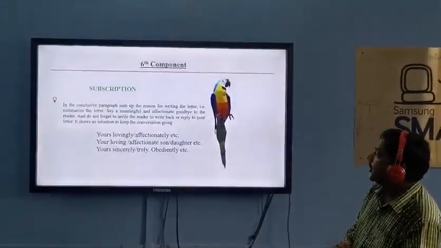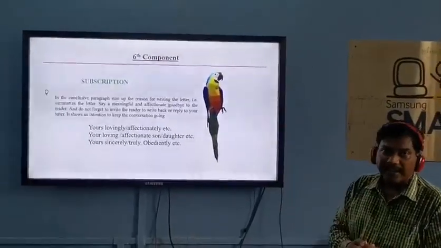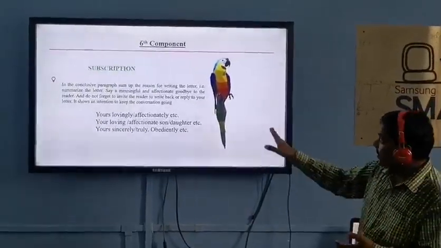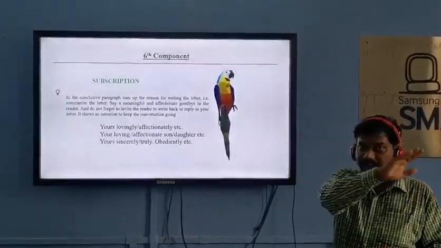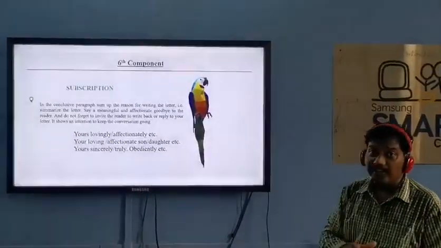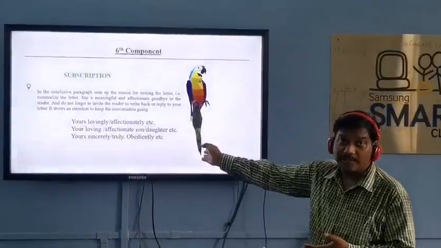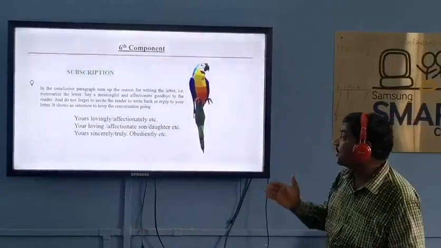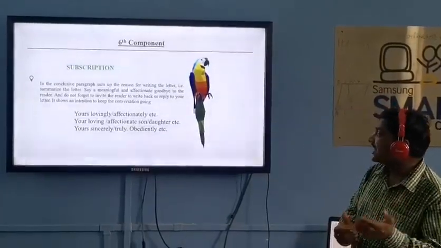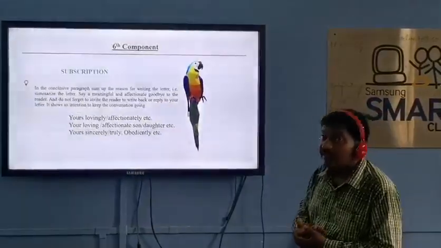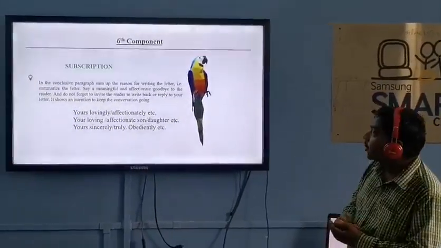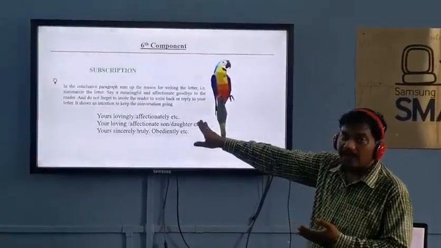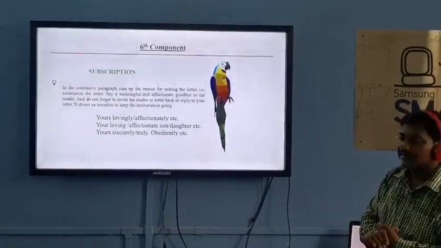Now come to the sixth component. In the sixth component, we have to write the subscription. And here students generally commit mistakes. So you should be very particular to write the subscription of an informal letter. Here you see, yours lovingly or yours affectionately. This is the correct one. Or you can also write your loving or affectionate son or daughter, etc. Or yours sincerely, truly, or yours obediently, etc. So you can conclude the sixth component, the subscription of the letter, by using yours lovingly, affectionately, etc.